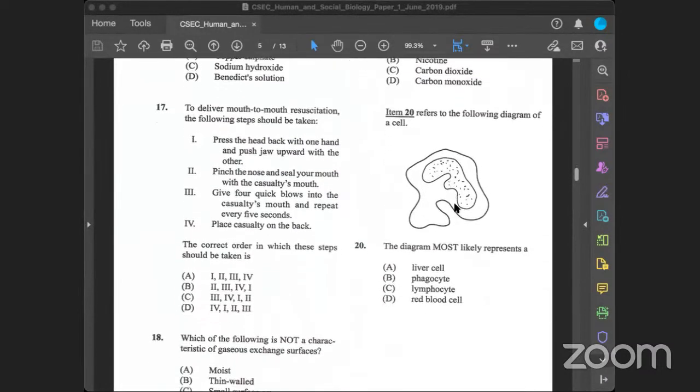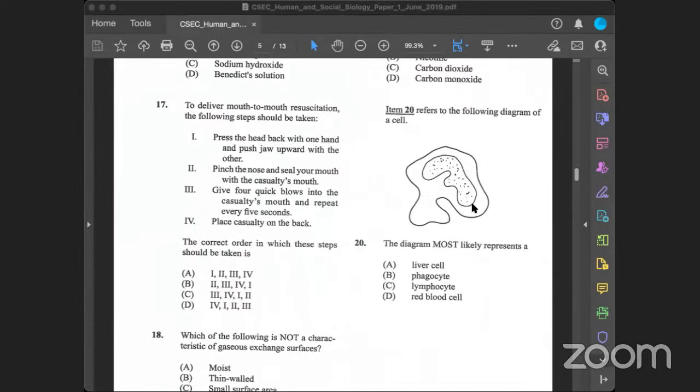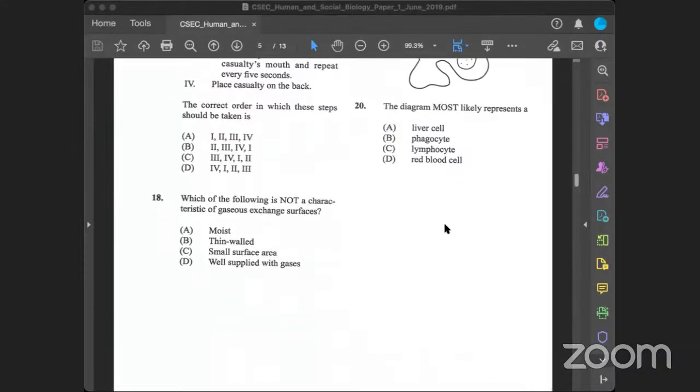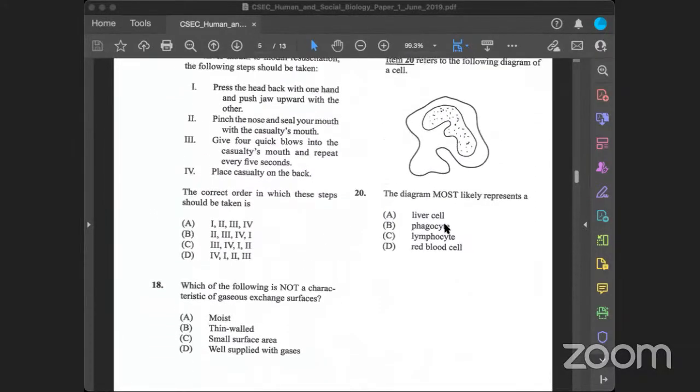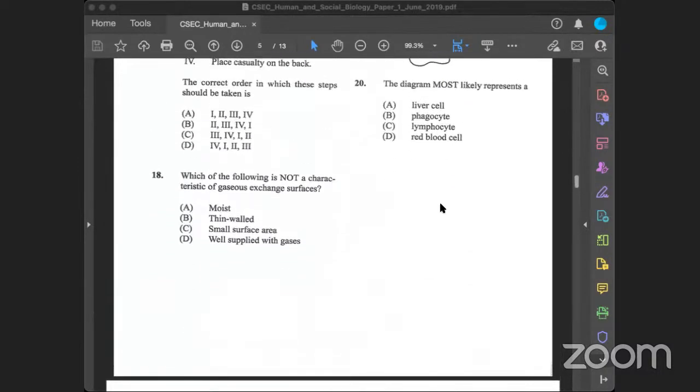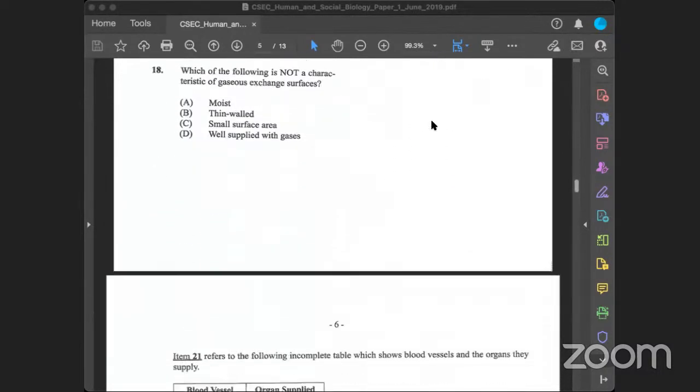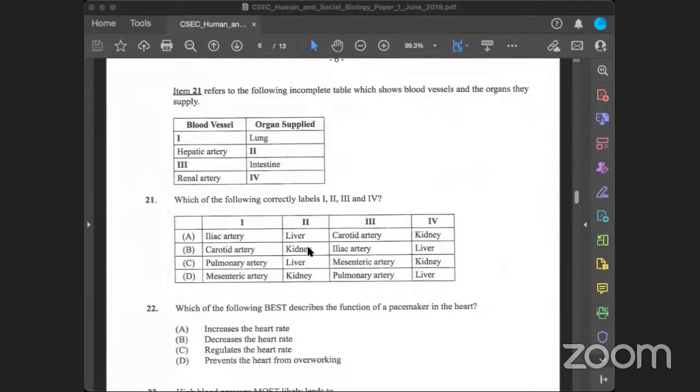So this is a neutrophil. CXC would refer to that as a phagocyte, because that's a neutrophil with a pathogen inside of it, a bacteria more likely. So your answer there is B. Then this one is quite simple. What vessel is in the lung? Pulmonary. So automatically your answer is C, because nothing else matches with pulmonary. Okay, good.